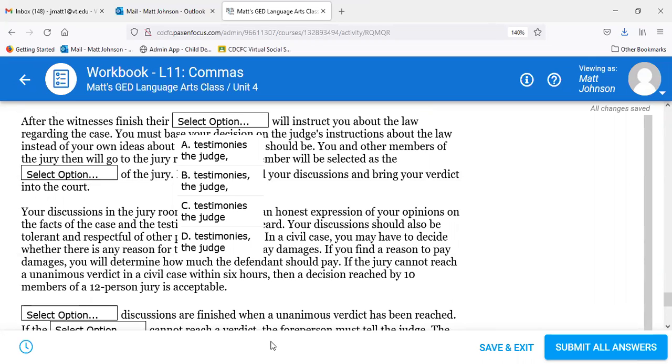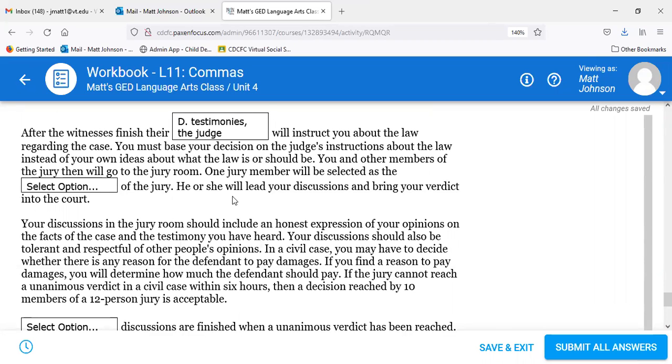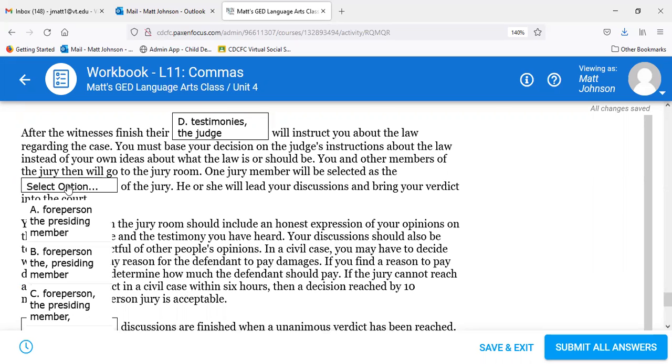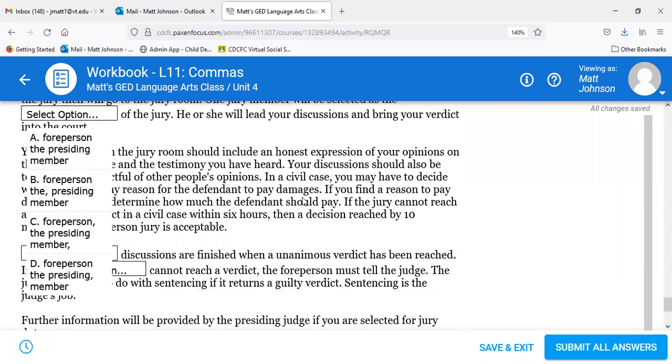After the witnesses finish their testimonies, comma, the judge will instruct you about the law regarding the case. You must base your decision on the judge's instruction about the law. Instead of your own ideas about what the law is or should be, you and other members of the jury then will go to the jury room. One jury member will be selected as the foreperson, the presiding member of the jury.